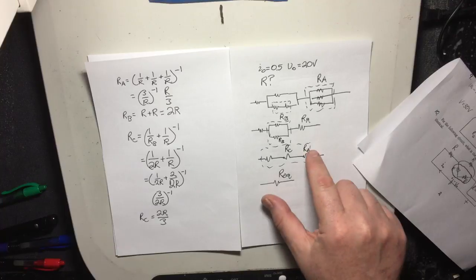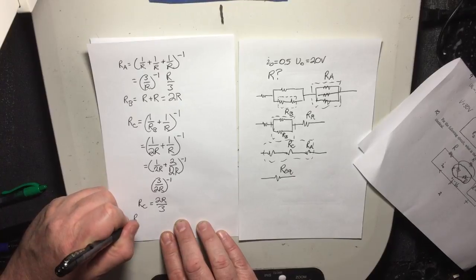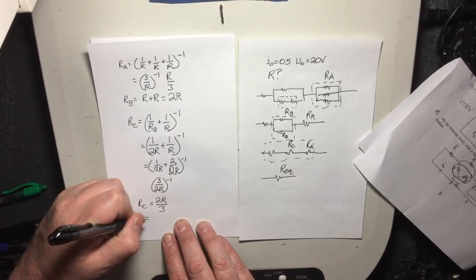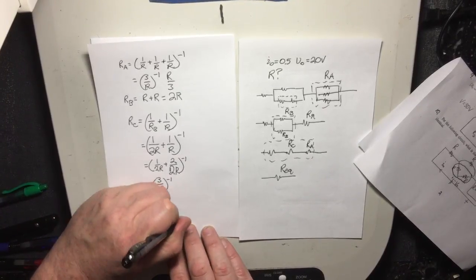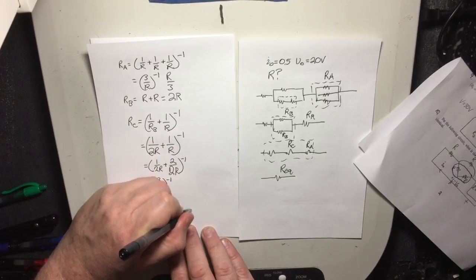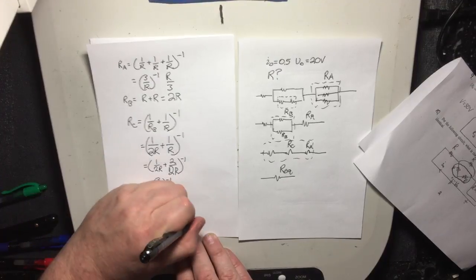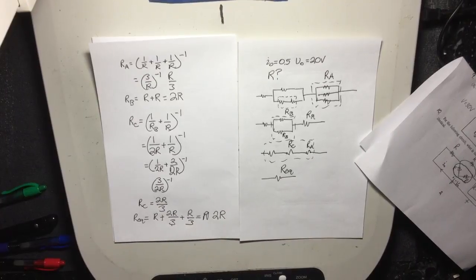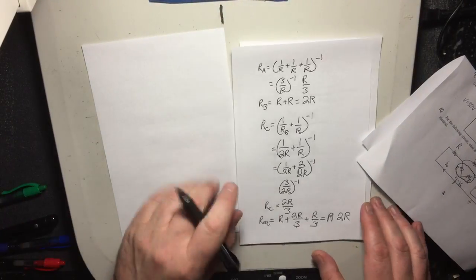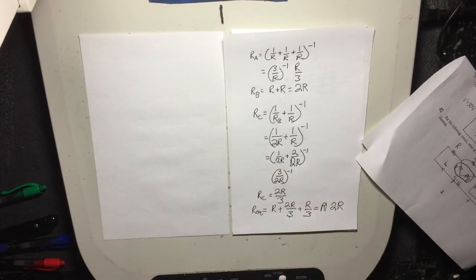The last part, RA, RC, and R all lined up to be REQ, excuse me. So REQ is R plus RC plus RA. 1 plus 2/3 plus 1/3 is 2. So REQ is 2R. So the equivalent resistance is 2 times the value of the resistor. Not always, it depends on the arrangement of the resistors.